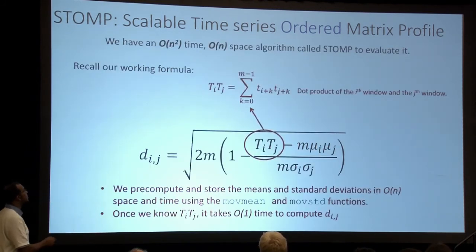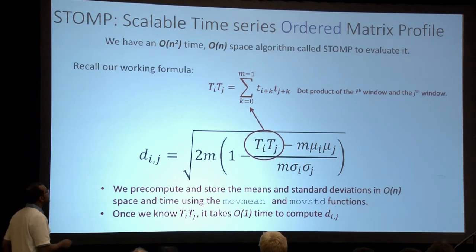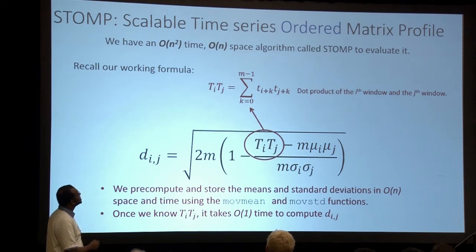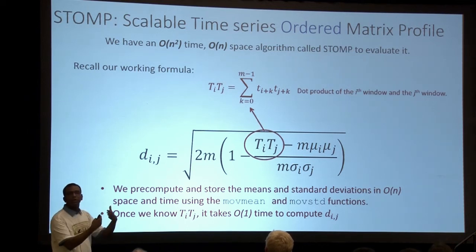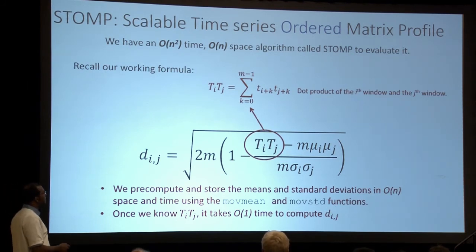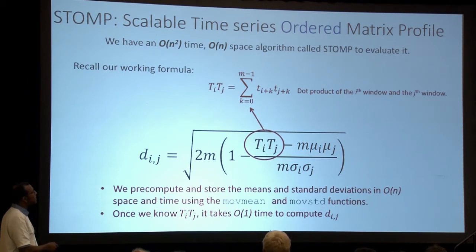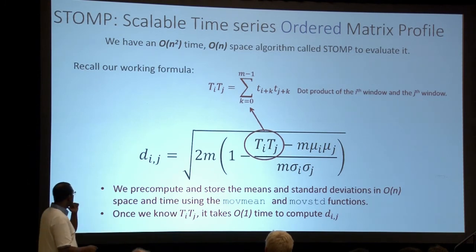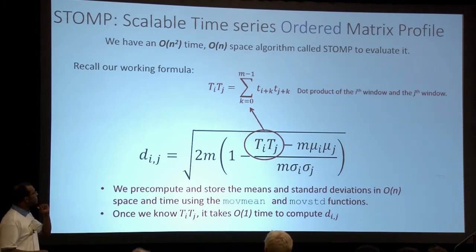And here is how it works. This is our working formula, if you recall from the very beginning. I just replaced this part, which is the dot product of Ti and Tj, basically the subsequence starting at the ith position and the subsequence starting at the jth position, taking the dot product up to the mth position, starting at i and j. And obviously you know that we can calculate the means and standard deviations using move mean and move standard deviation functions. Then the question is, can I reuse this?